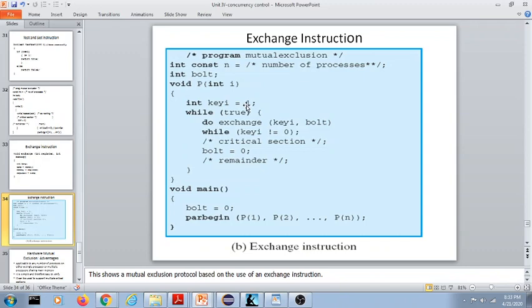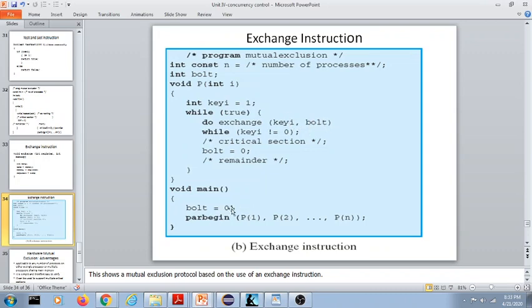As we know, P2 is getting executed and it wants the printer resource. So according to that, the P2 process's key 2 variable will become 1. We are in the process called P2. In a while loop, the exchange instruction is getting executed, exchanging key 2 and bolt.